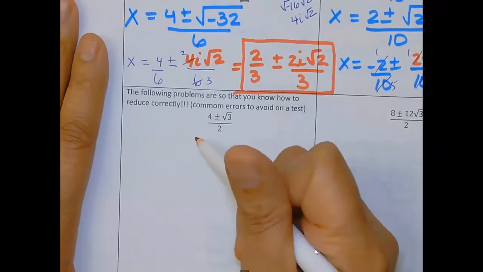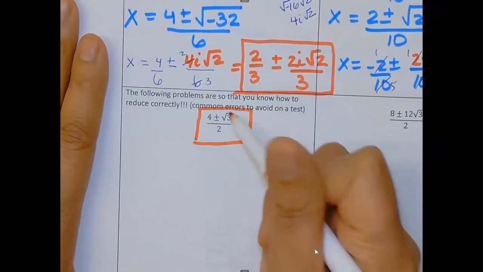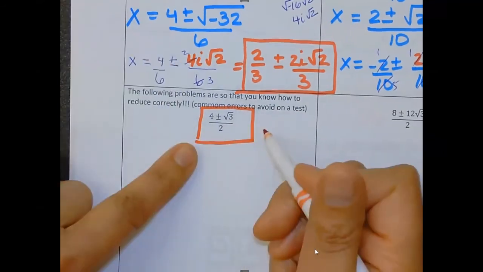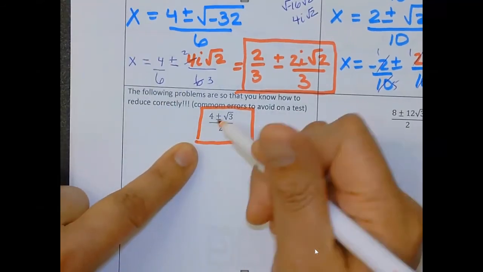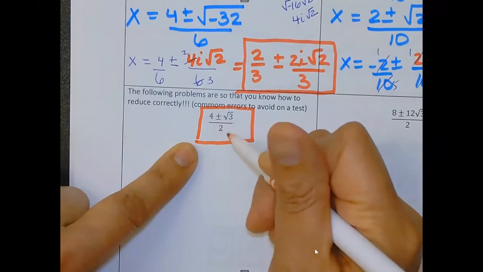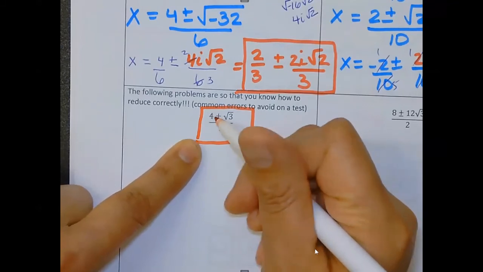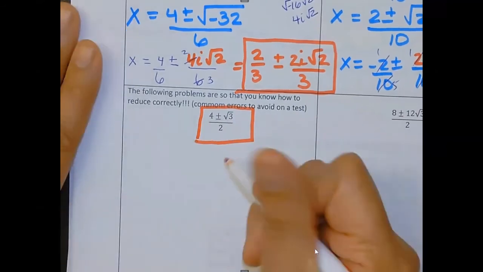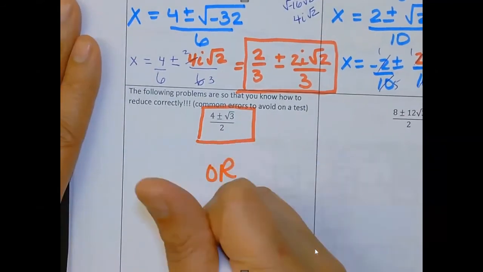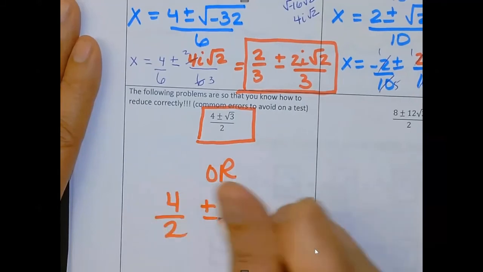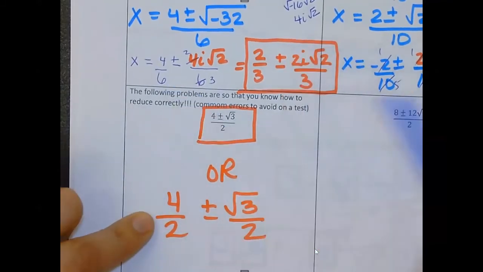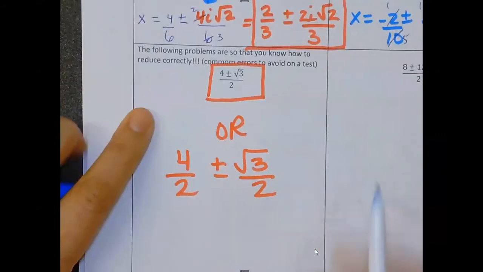Nothing. You cannot cancel the 4, and actually, you can leave it like this, but you can't cancel the 4 and the 2 right there. That would be wrong, because then you would just get 2 plus or minus square root of 3. You can't do that. But if you were to break it apart, you could do 4 over 2. And then from here, if you break it apart, easy to see, 4 over 2 is 2.